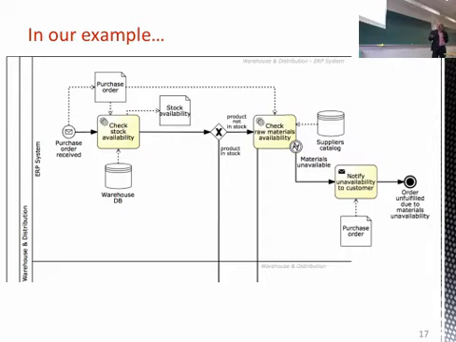When I check stock availability, I give it as input a purchase order. It consults the warehouse inventory database, and it will produce some object that tells me, for every line item in my order, this product is available in this amount, this product is available in that amount. When I perform the task check raw materials availability, I will get as output some listing that tells me this raw material is available in this amount, this raw material is available in this amount, and so on.